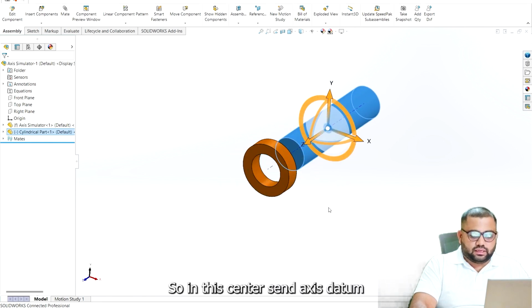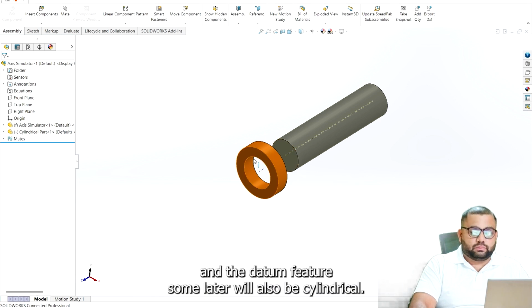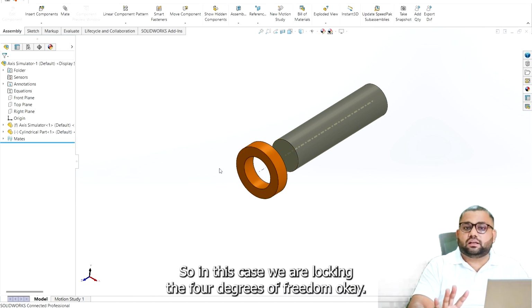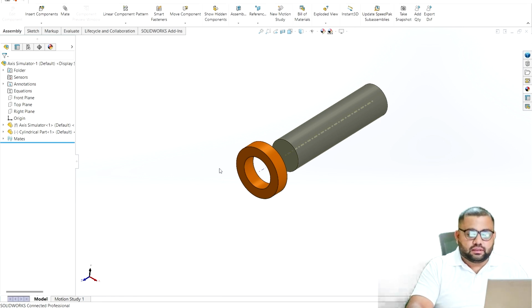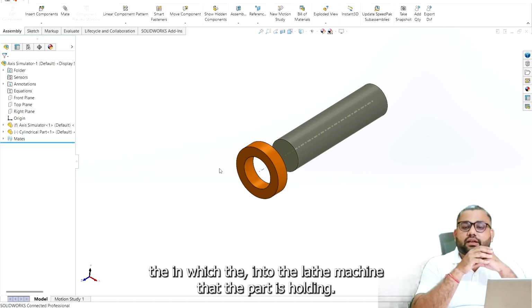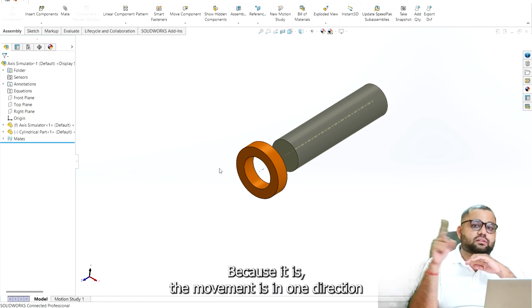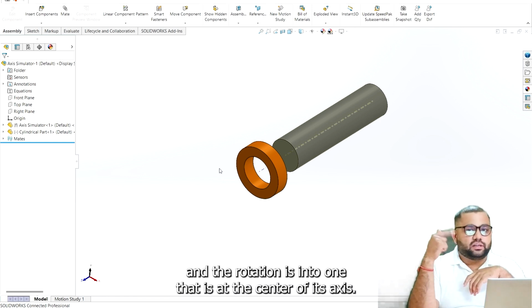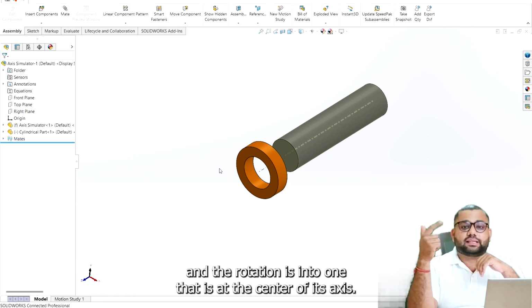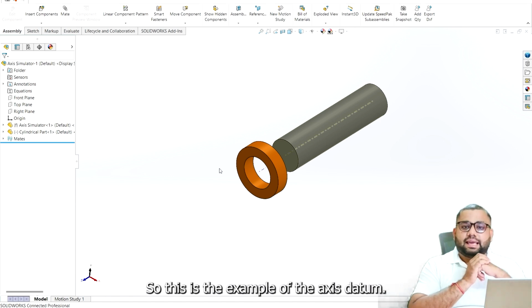So in this center axis datum, the datum feature simulator will also be cylindrical. In this case, we are locking the 4 degrees of freedom. Or you can think of the chuck in the lathe machine in which the part is held. It is a good example for this condition for the datum feature simulator, because the movement is in one direction and the rotation is in one direction at the center of its axis. So that's the most important case. This is the example of the axis datum.